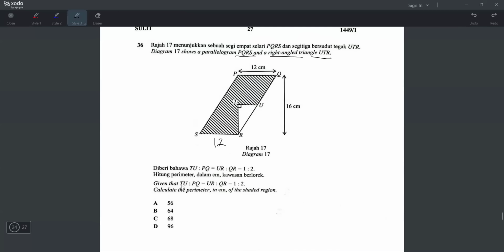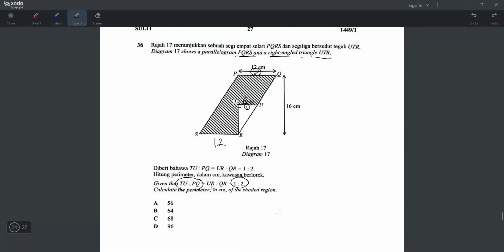Okay, baca sini, given that TU ratio PQ sama dengan UR ratio QR, which is 1:2. Okay, let's label TU PQ 1, 2 dulu. So panjang TU boleh carilah. Sebab kalau ini portion dia 2 mah. So the ratio 2 is 12 cm. So to find out one portion, you just take 12 divided by 2. So this is 6 cm.